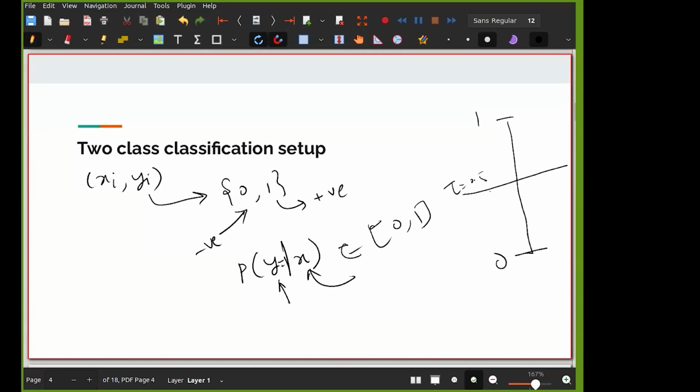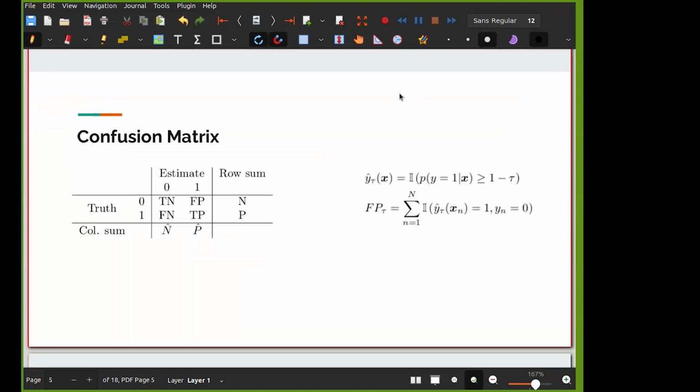And we say that any probability above 0.5, I'll classify it as class number 1 or positive class. Anything below this threshold tau will be classified as negative class. So that's the setup. And once you are able to classify these things, you should be able to compute various metrics, which we will discuss soon enough. Before we get started, I wanted to discuss the confusion matrix, and it's not that difficult.